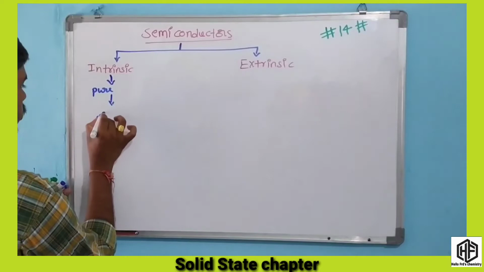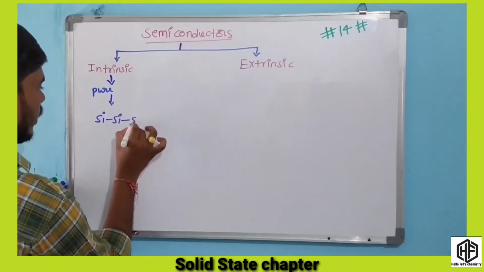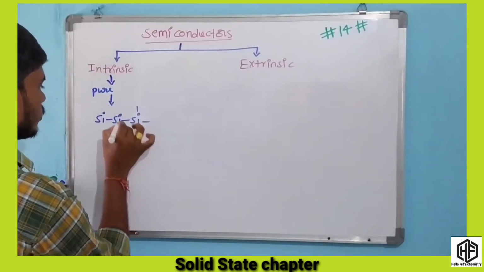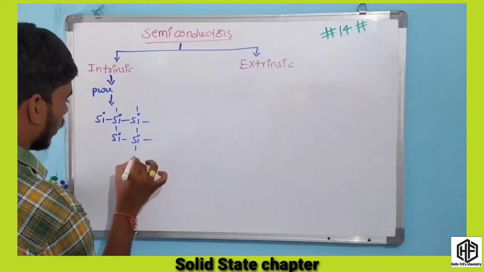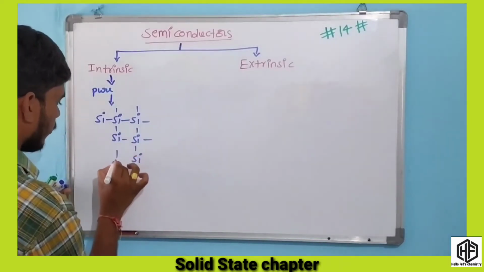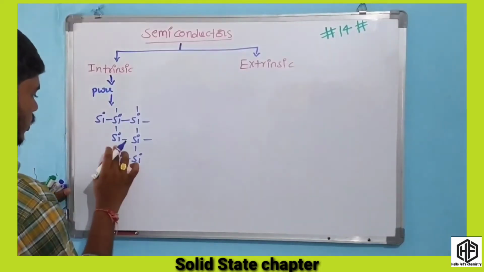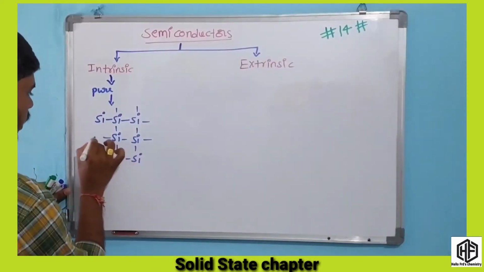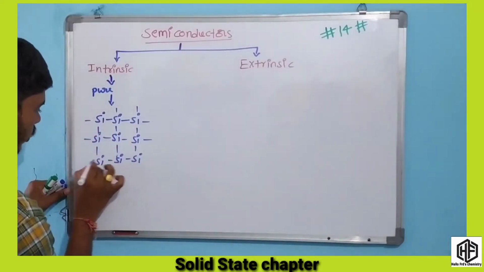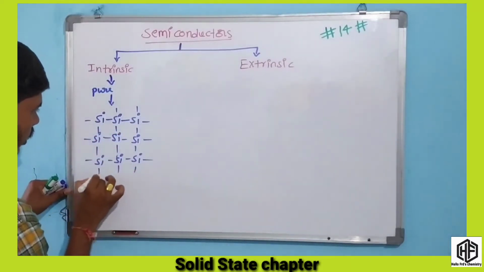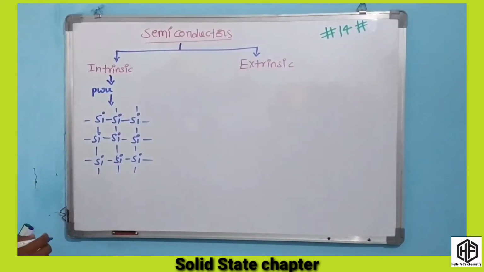Okay friends, I am representing the silicon crystal lattice. Each silicon is bonded to 4 other silicon atoms. I represent the silicon crystal lattice like this. Okay friends, this is the silicon crystal lattice. The silicon crystal lattice is an example of a pure semiconductor. It means this is an intrinsic semiconductor.